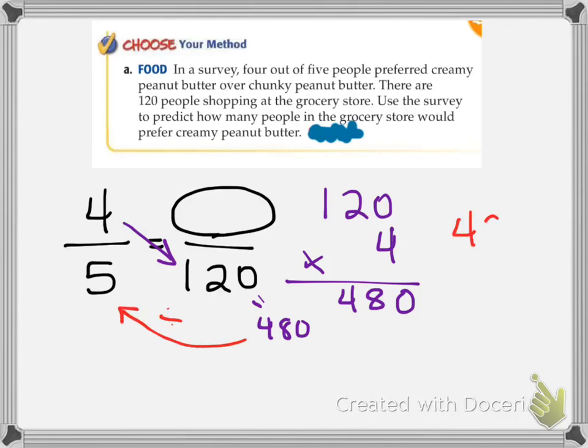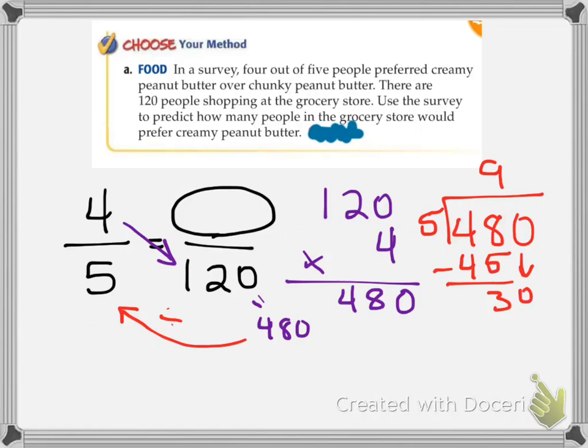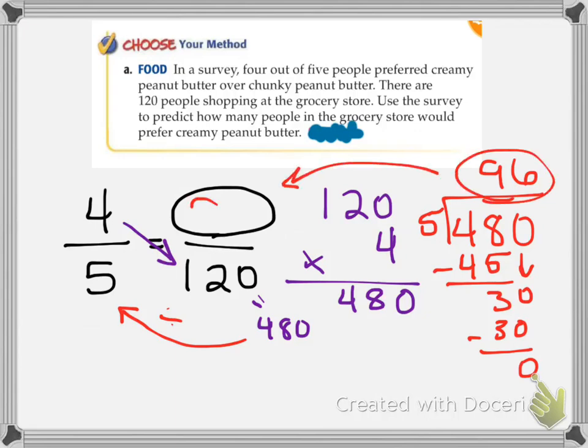So 480 divided by 5. Well, 5 cannot go into 4, but it will go into 48 9 times, which gives me 45. Means I have 3 left over. Bring this down. 5 goes into 30 6 times, which cancels that out. So this is what we are missing here.